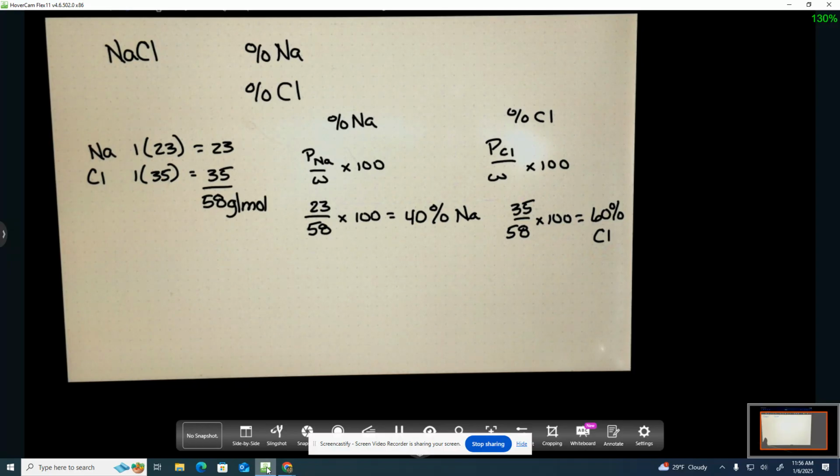Okay? So let's say I hand you a bag of salt. Here's a bag. And it says 49 grams. How much of that bag of salt is sodium, and how much of it is chlorine? What is the number of grams of sodium and the number of grams of chlorine?